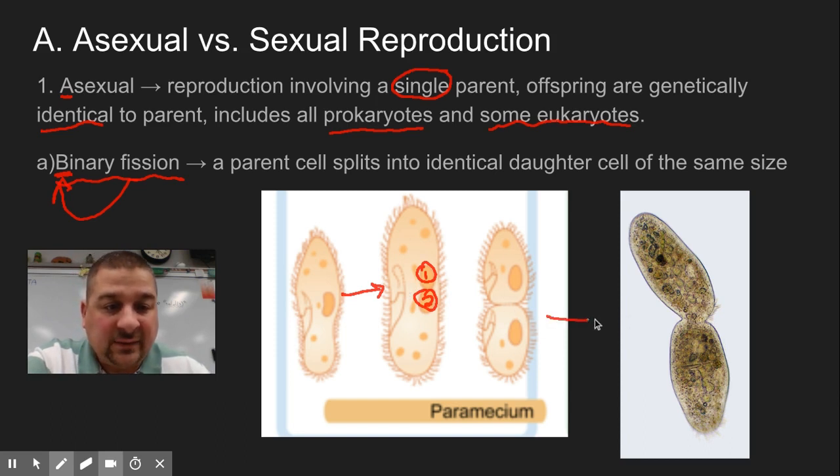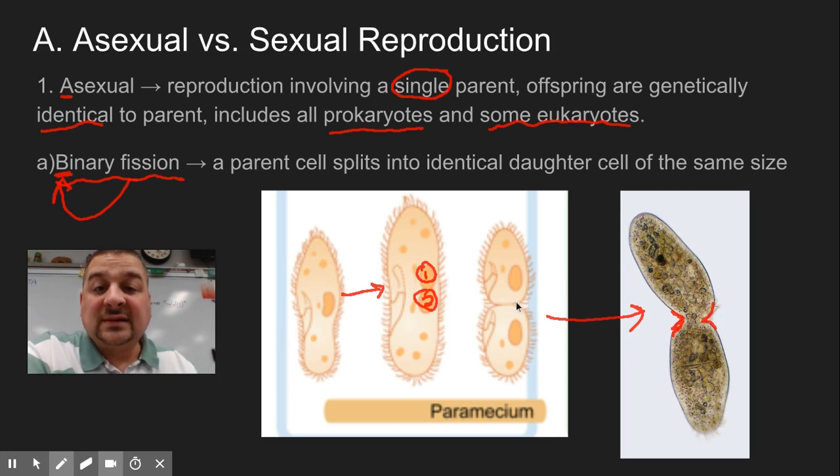Here would be an example of what this would actually look like under the microscope. So you see these little cilia or these hairs here, and then you see right here that the cell is actually pinching into two. So it's similar to mitosis, but it's the whole organism, that whole living thing, dividing into two.